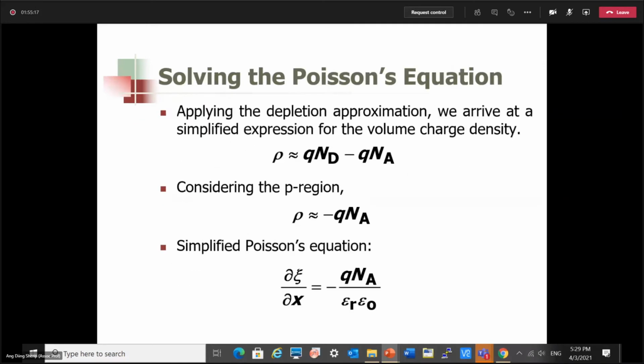If you go back to look at the Poisson equation at this point, we have simplified the expression for the volume charge density after applying the depletion approximation. If you consider the N side, the N region, there is no acceptor doping, so you have only the donor doping ND. So rho is approximately qND without the negative sign, and the Poisson equation becomes simplified into this form, where the first order derivative of the electric field function is simply equal to qND over the permittivity.